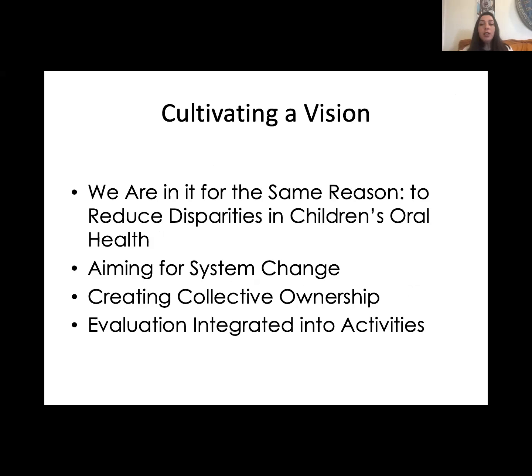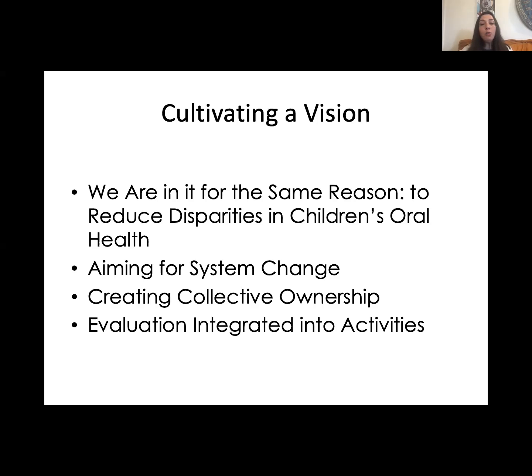Cultivating a vision is a big part of any big program that is aiming for system change. And really, we all knew that we are in it for reducing disparities in children's oral health. And that was a big motivator to keep all of us moving. And as I said, creating a collective ownership is also a big part of creating that system change.